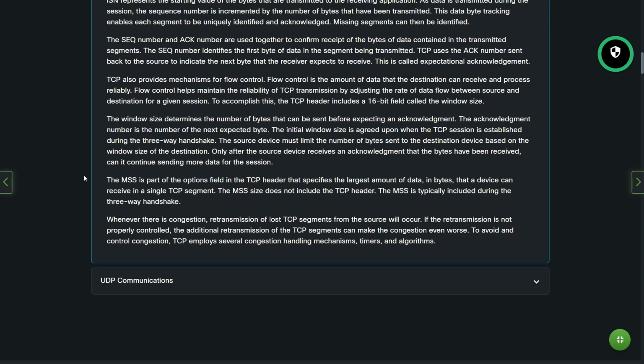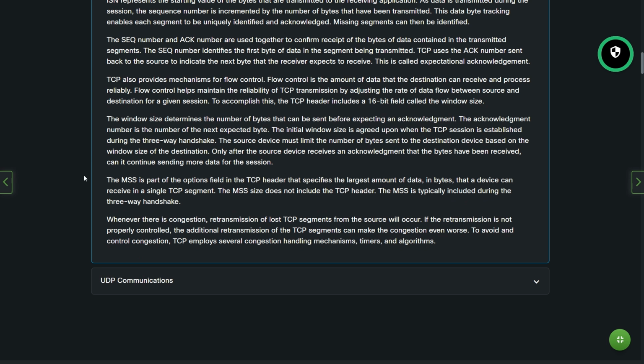The MSS is part of the option field in the TCP header that specifies the largest amount of data, in bytes, that a device can receive in a single TCP segment. The maximum size does not include the TCP header. The maximum size is typically included during the three-way handshake.